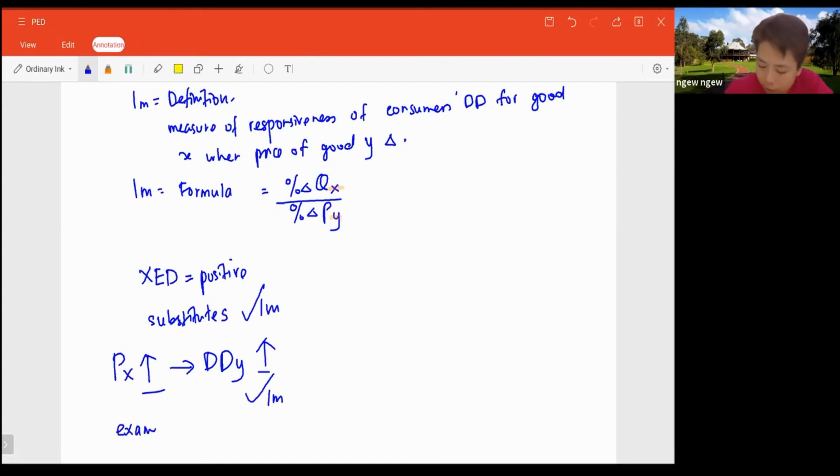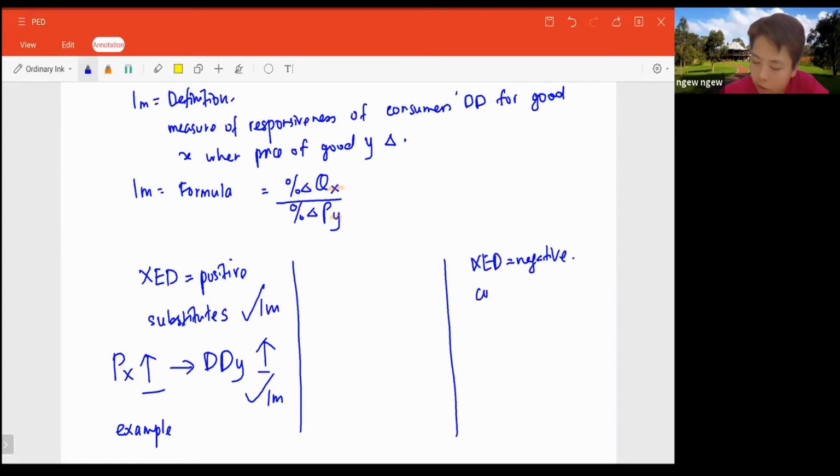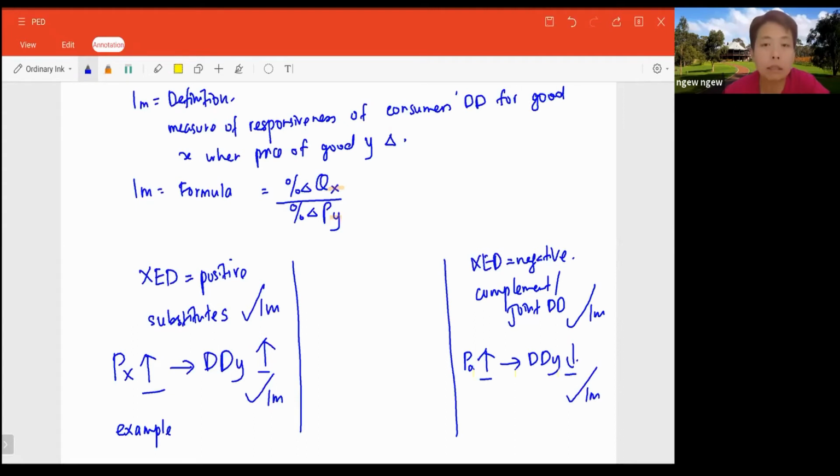Whether or not you want to give examples is up to you, but I always advise students to give examples to enhance your answer. Likewise, when XED is negative, this shows that the 2 goods are complements, or joint demand. They are jointly demanded. 1 mark is given when you identify that negative shows complements. Likewise, 1 mark will be given if you explain where the negative is coming from. When the price of X rises, demand for Y falls. So it is a negative relationship, 1 mark, indicating this is a complement.